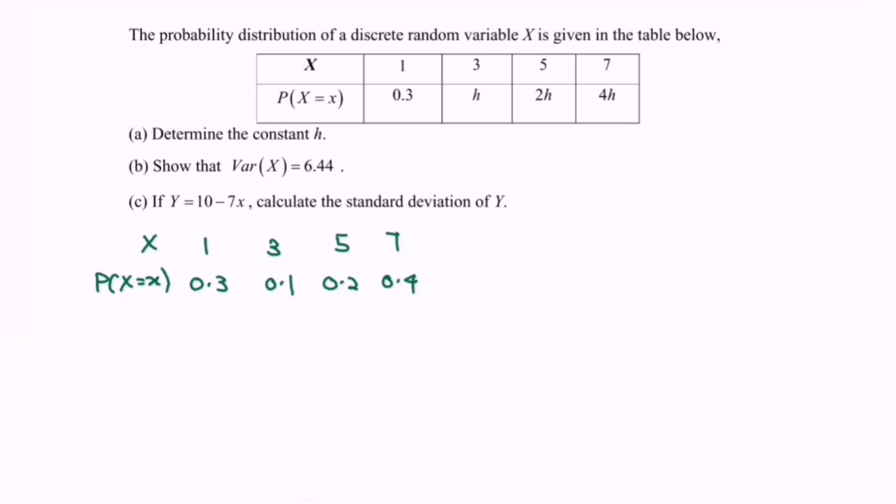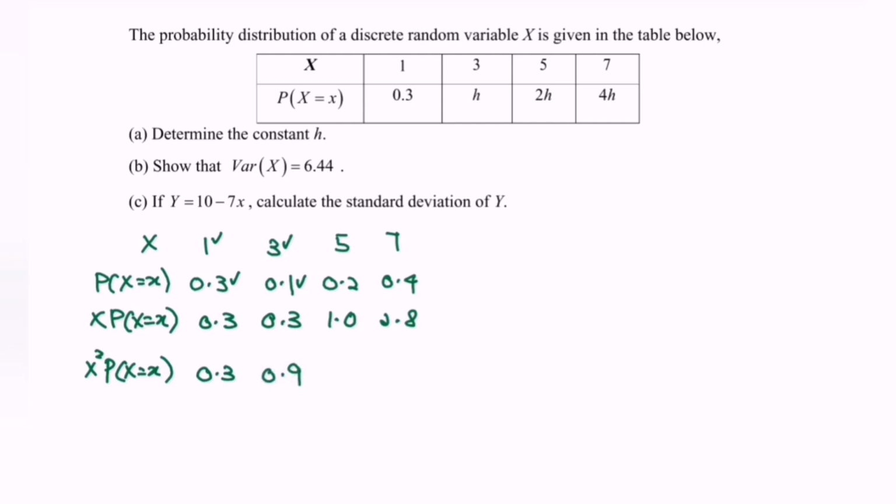Next, my suggestion is to have x multiplied with the probability, where we will have 0.3, 0.3, 1.0, 2.8. Followed by having x squared multiplied with the probability. We will have 1 squared multiplied with the probability, and we will have 0.3. 9 multiplied with 0.1, and we will have 0.9. Next, we have 5 squared, which is 25, multiplied with 0.2, and we will have 5. 7 squared, 49, multiplied with 0.4, and we will have 19.6.